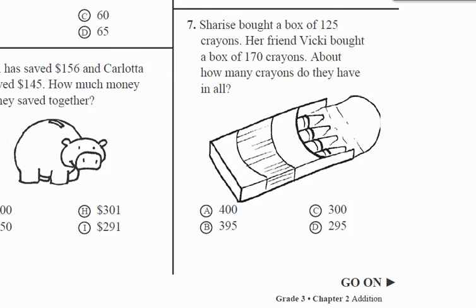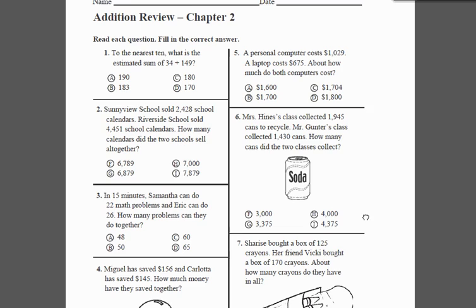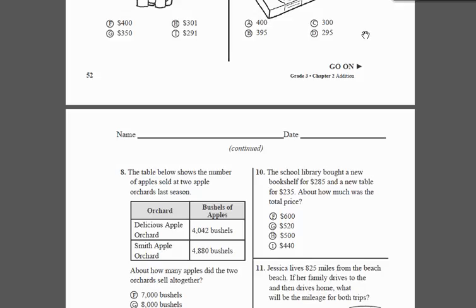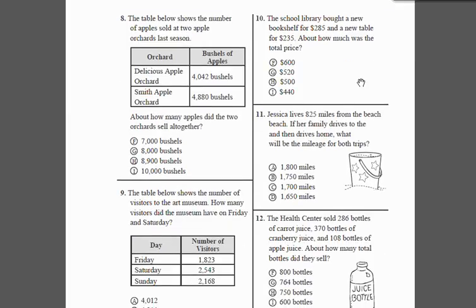For 1 through 7, and then the other side of the homework, okay, I'm adding. If I see the word about or estimate, I have to round first and then add.